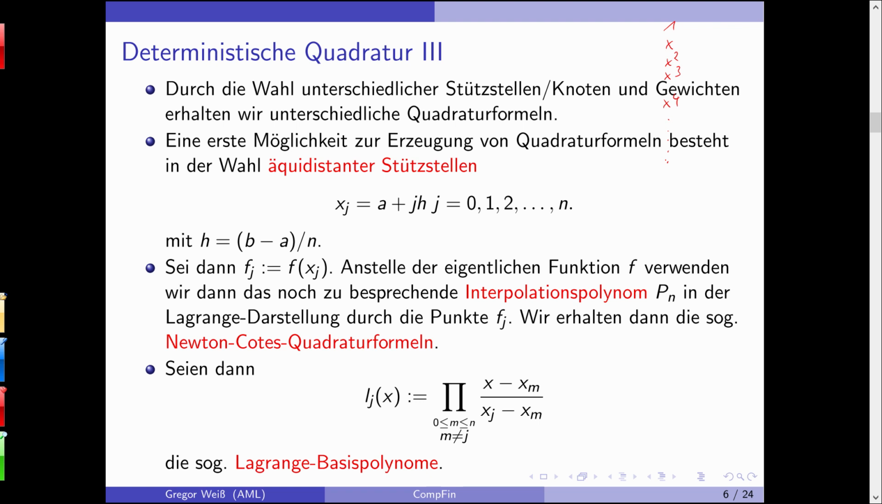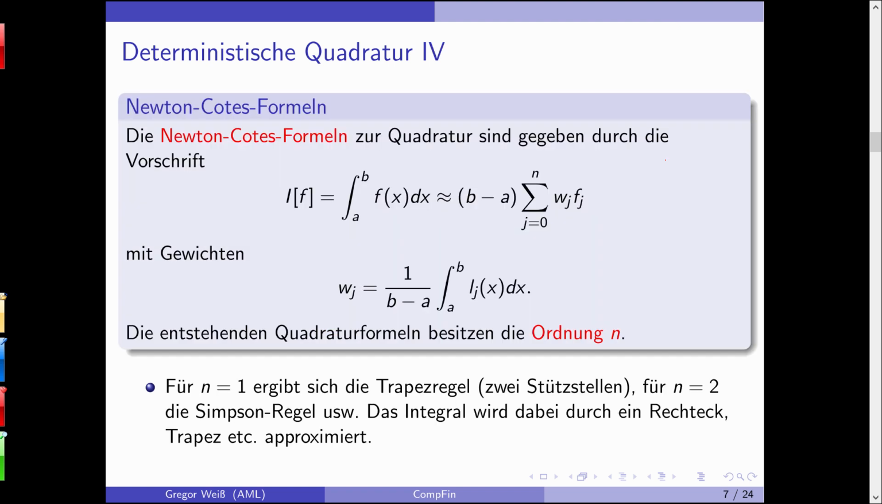Aber es gibt eben auch andere Basen des Vektorraums der Polynome. Und das ist eine Basis. Das sind die Lagrange-Basis-Polynome. And you can express any polynomial as a linear combination of those Lagrange basis polynomials. And if you do this, you get the following Newton-Cotes formula.